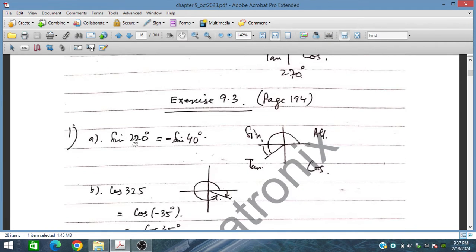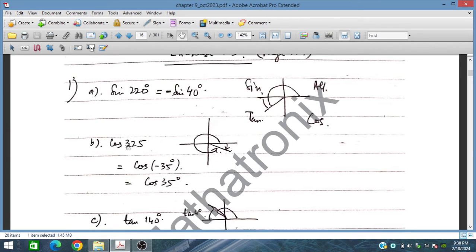We have sine 220 degrees, and we see from here to here, this is 180, and after that we have 40 degrees, which is with this x-axis. So this is 40 degrees, and this is an acute angle. And since this is in the third quadrant, and in the third quadrant sine is negative, that's why sine 220 is minus sine 40 degrees.